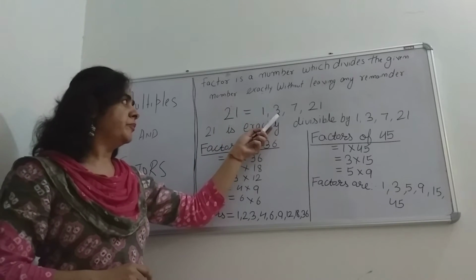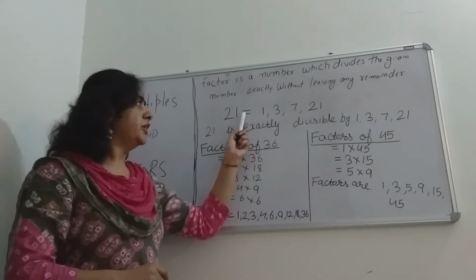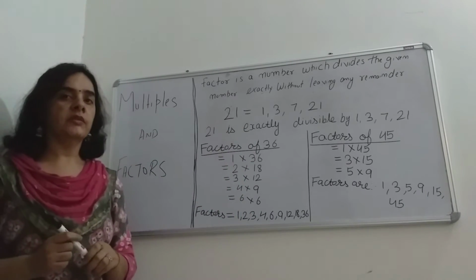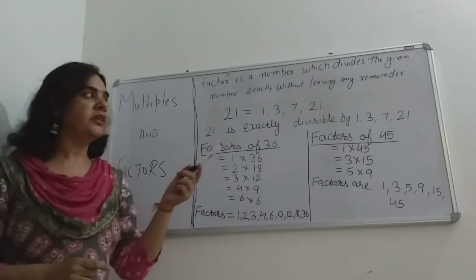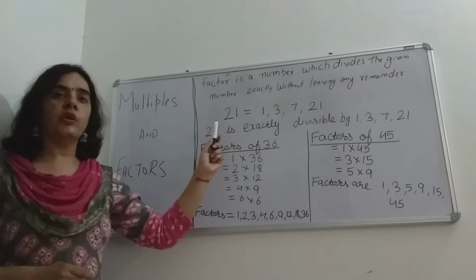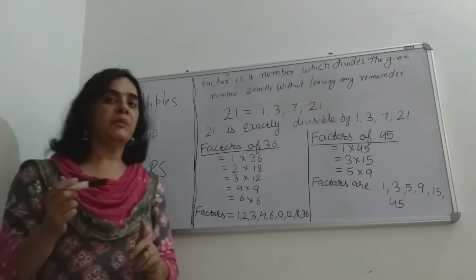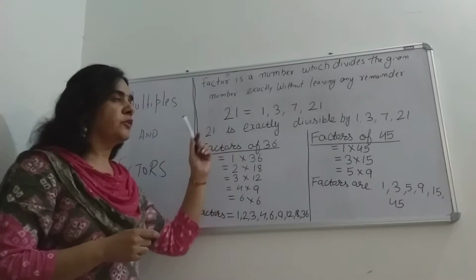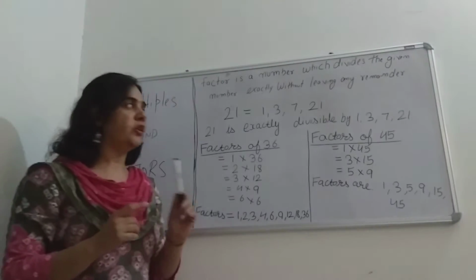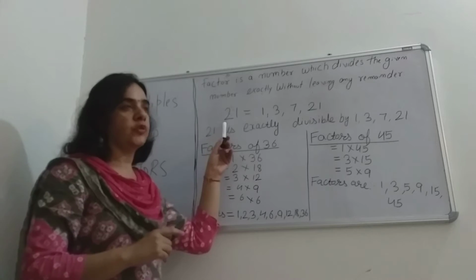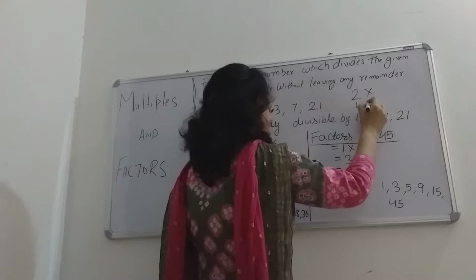Now let's try 3. If you divide 21 by 3, you will see that 21 is exactly divisible by 3. The quotient is 7. 3 7s are 21. So we can say that 3 is a factor of 21. Now if you try 4, if you divide 21 by 4, you will see that 21 is not exactly divisible by 4. The remainder will not be 0 when you divide it by 4. So 4 is not a factor. 2 is not a factor. 4 is not a factor.